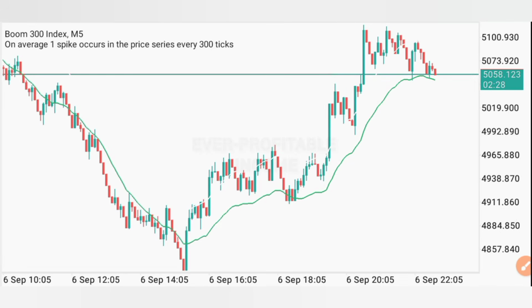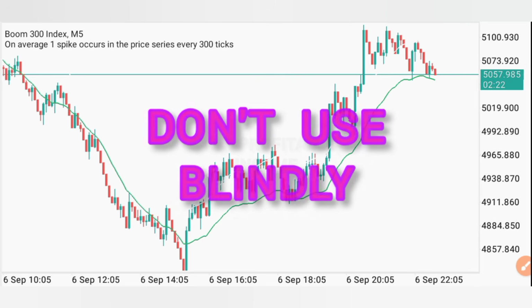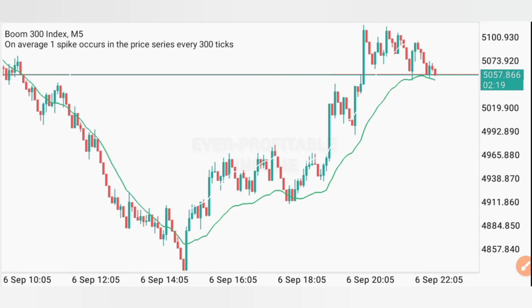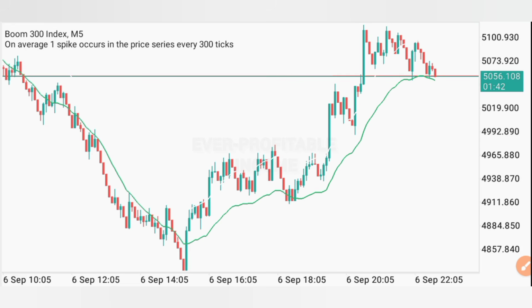Before you use this tool, you have to check. You don't have to use your Ichimoku blindly. In using this strategy, the first thing to do is to identify the current trend. Is it a bullish trend or is it a bearish trend? Now, we're going to be catching spikes in Boom, so definitely we're going to do that on a bullish trend. Do not attempt to catch spikes in a bearish trend in Boom, except it's in Crash. If it's in Crash, you need a bearish trend to be able to catch spikes. But since we are dealing with Boom today, we're going to be looking out for a bullish trend.